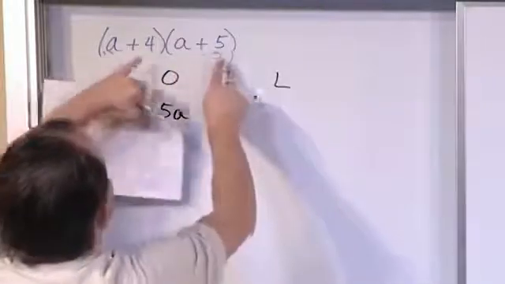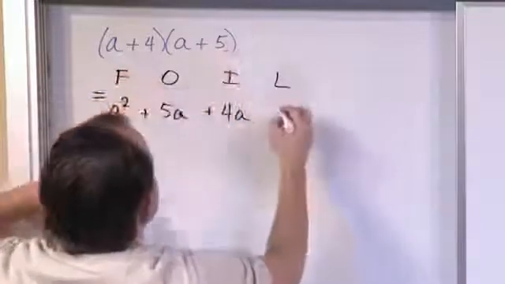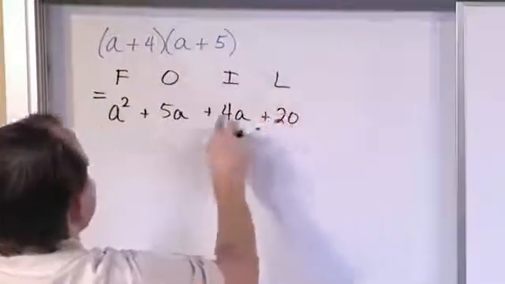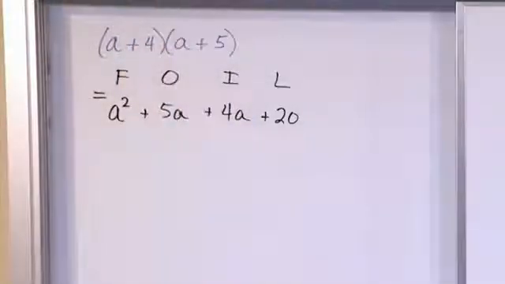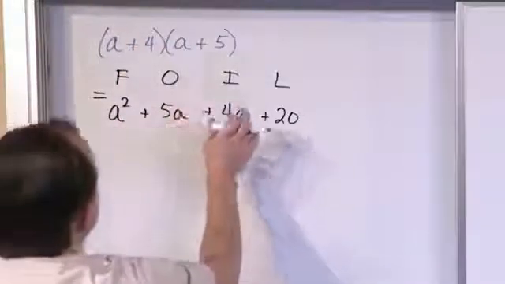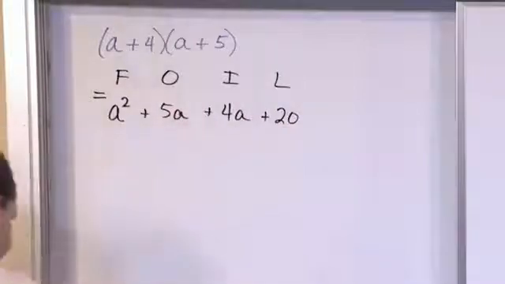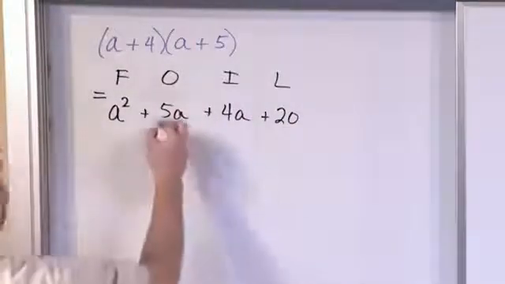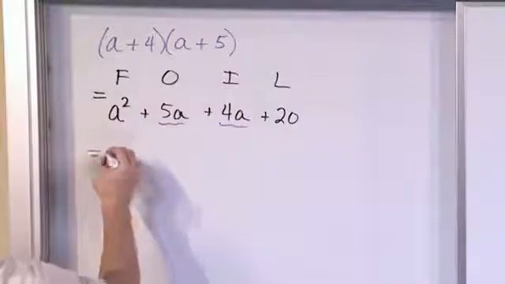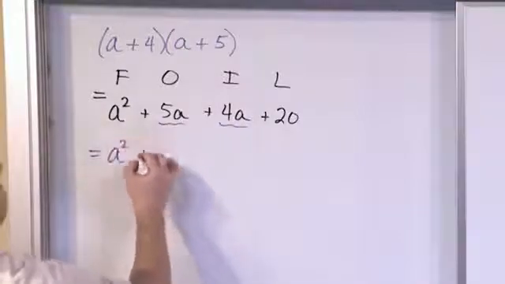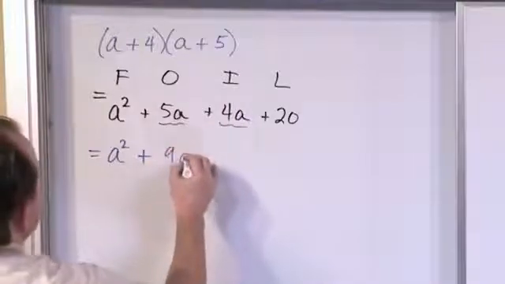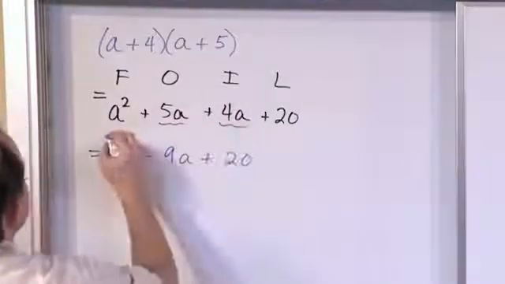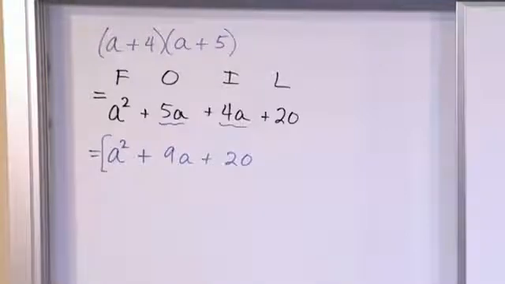And then we're going to do the last terms. 4 times 5 is 20. And everything is added together with plus signs because there's no negative numbers or anything in there. And so the answer is a squared plus 5a plus 4a plus 20. However, you'll notice I have a like term here and a like term here. So I can simplify this. A squared plus, this is like with this, so 5 plus 4 is 9a plus 20. So the answer to this multiplication is a squared plus 9a plus 20.